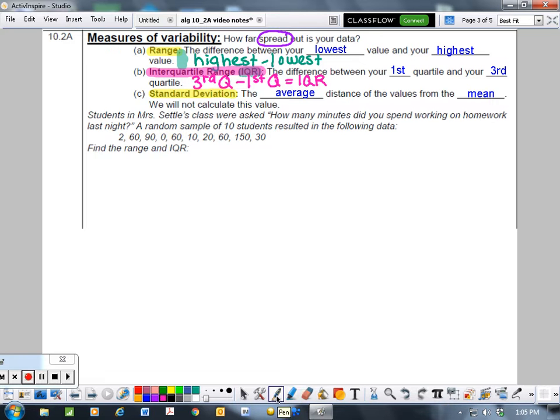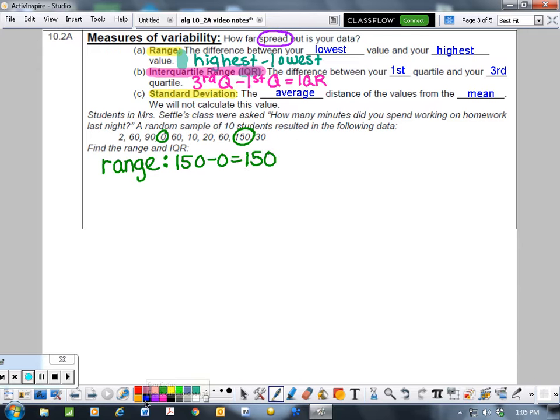So for our first problem, we're going to be looking at, again, students in Miss Settle's class who were asked how many minutes they spent working on homework last night. So for our range, we're going to do highest minus lowest. So 150 minus 0 equals 150.